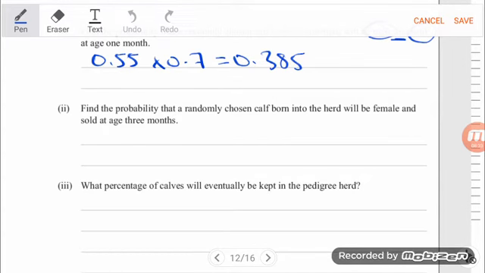Part 2, find the probability that a randomly chosen calf born into the herd will be female and sold at the age of 3 months.